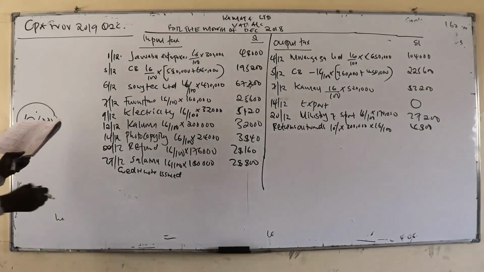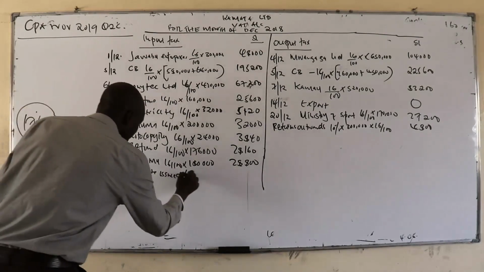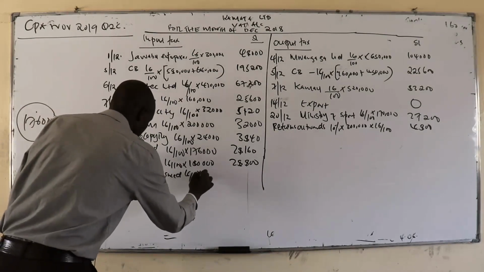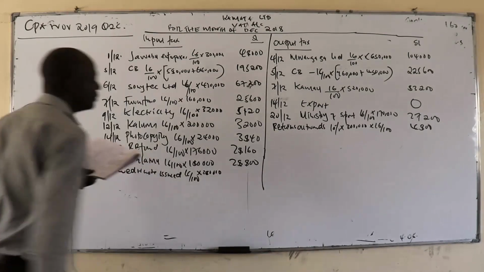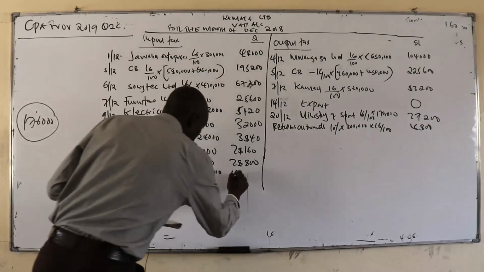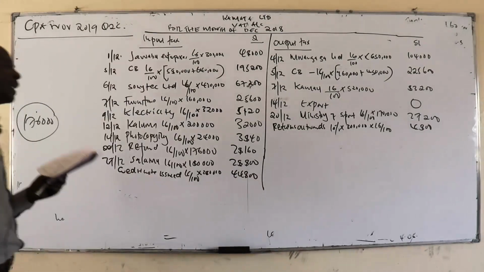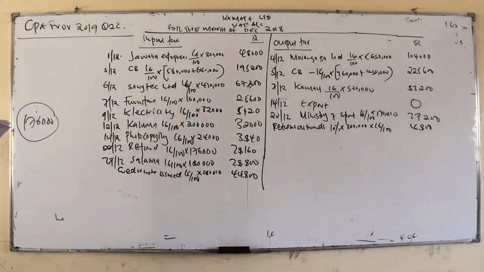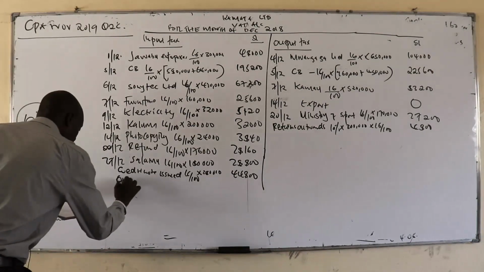So how much is that? 16 out of 100 times 280,000. How much is that? 44,800. Are we together? And then number 4, we have already done number 4. Number 5: a purchase invoice of 220,000 from Dubai Traders was omitted from the purchases day book. So there is an omitted invoice.